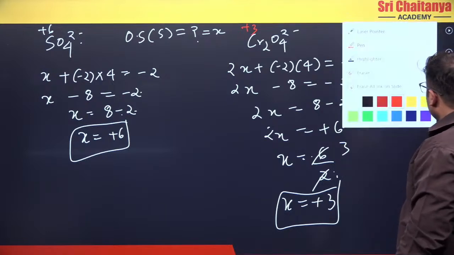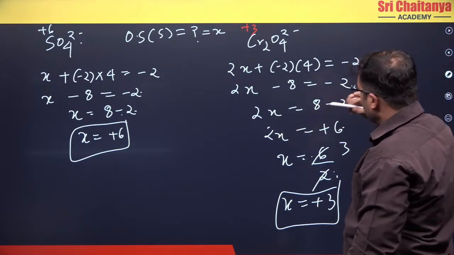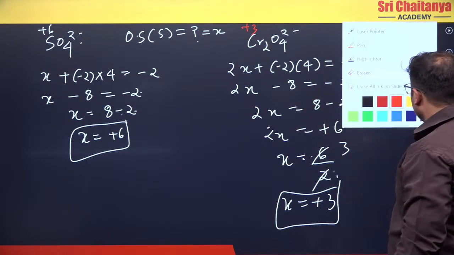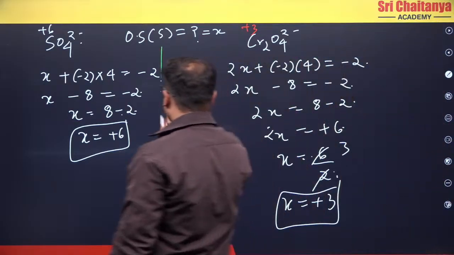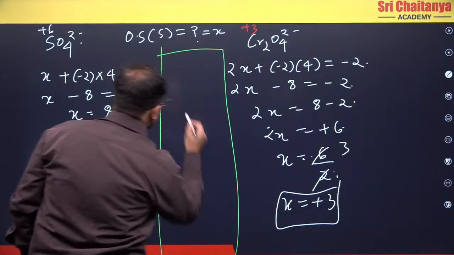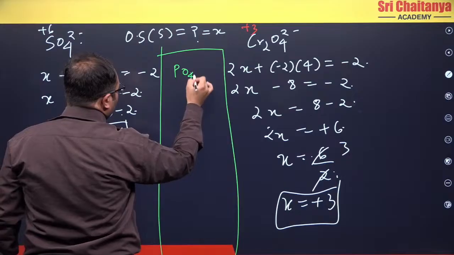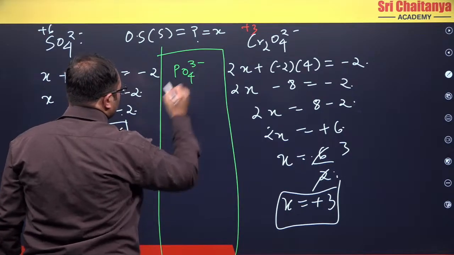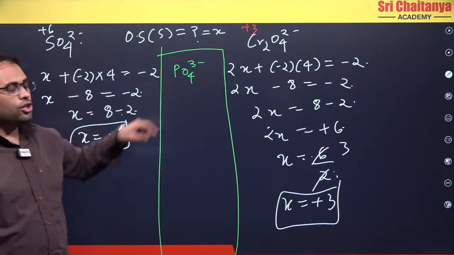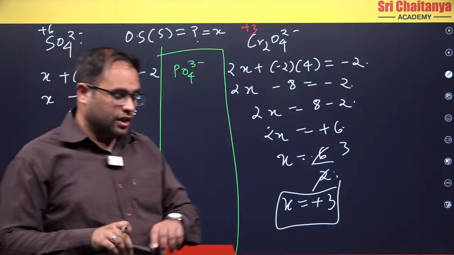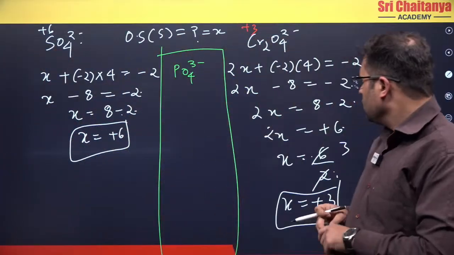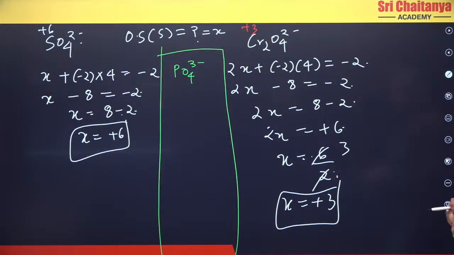Let me just erase the previous one. Okay, let us take it here. I'll change the color. PO4 3-. Find the oxidation state of phosphorus here. PO4 3-, the oxidation state of phosphorus.